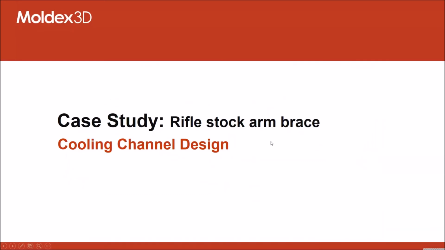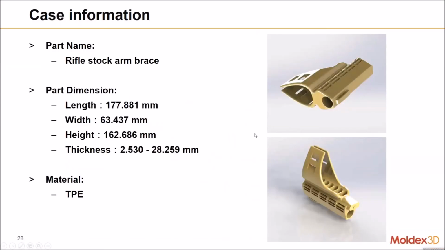Okay, so case number 3 talks about how we changed our cooling channel design to improve the warpage problem. Case number 3 is a rifle stock arm brace. This is the case information, and the material here is TPE. Here is a picture of our part.